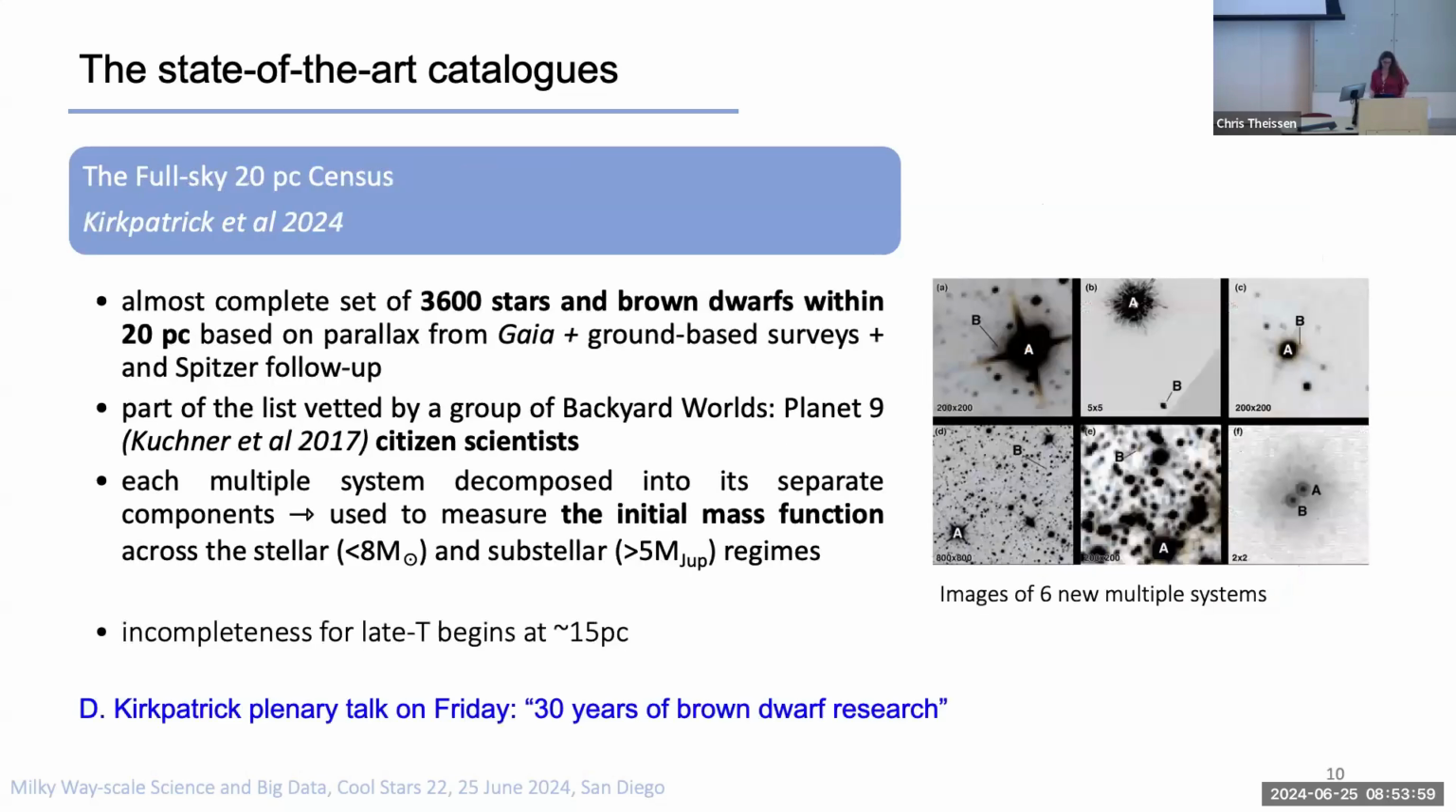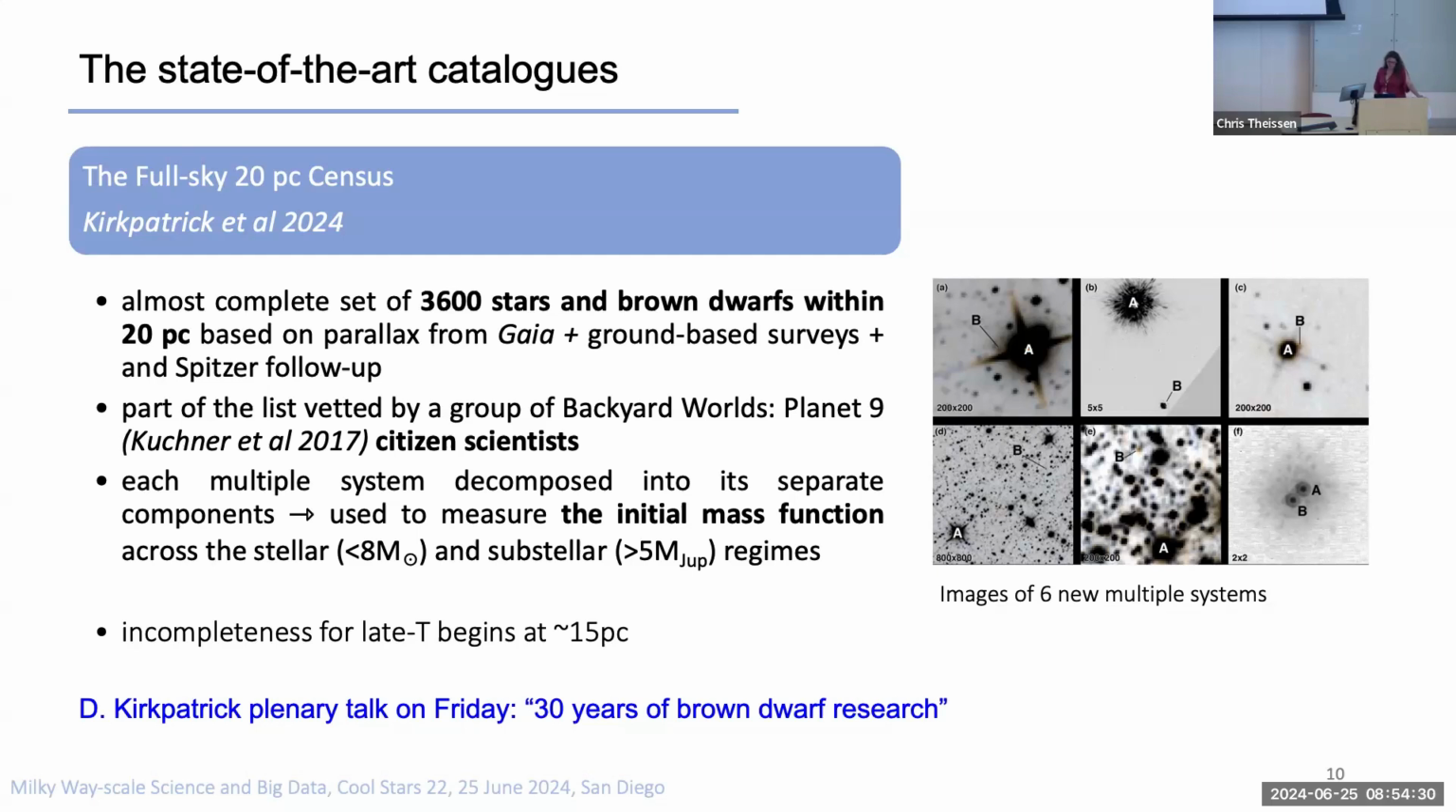In the same kind of volume, Kirkpatrick et al. recently this year published the full sky 25 parsec census, which contains all stars and brown dwarfs within 20 parsec. So this is more than 3,000 stars and objects, which means a long effort to check, and part of the list was vetted by a group of citizen scientists.